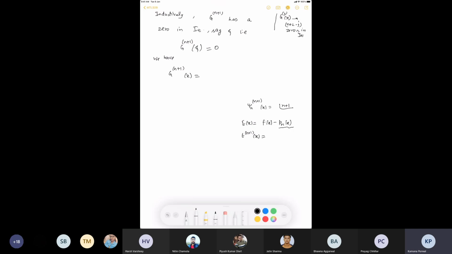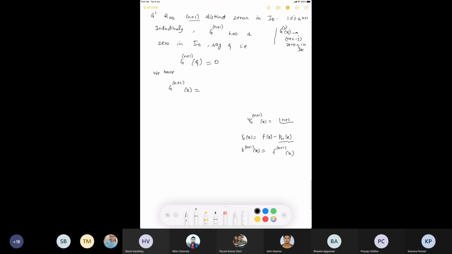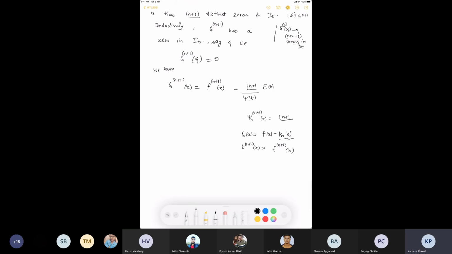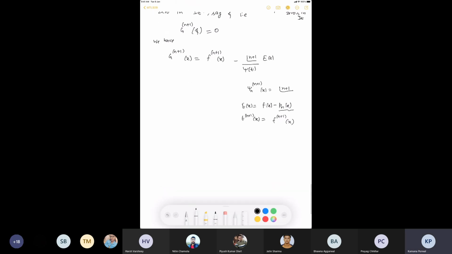So if Pn is a polynomial of degree less than or equal to n, the n plus 1th derivative of Pn will be 0. So what I will be left with is just the n plus 1th derivative of f. So what we have here is the n plus 1th derivative of f minus the n plus 1th derivative of psi n, which is factorial n plus 1, and then we have Et divided by psi t. So this is what we have, g^(n+1)(x), right?